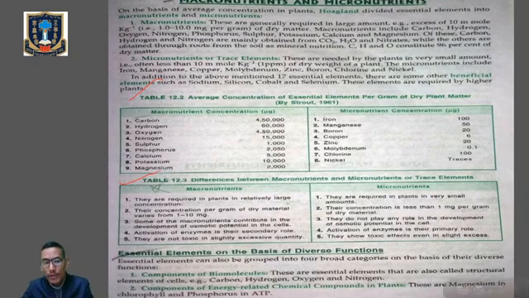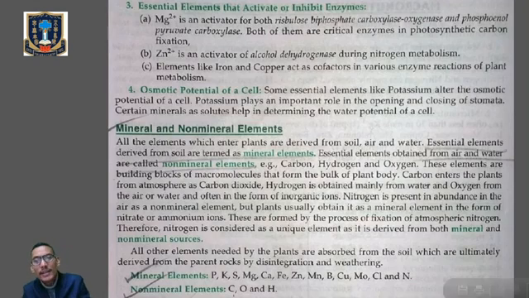Okay. Then number 3, we have essential elements that activate or inhibit the enzyme. Inhibit means that it will stop the functioning of the enzyme, so it will either activate the enzyme or inhibit it. So we have magnesium ion, which is an activator for both ribulose bisphosphate carboxylase oxygenase enzyme and phosphoenol pyruvate carboxylase enzyme. Here both of the enzymes will be activated in the presence of magnesium ion. Both of them are critically active enzymes which are very important in the process of photosynthesis, the carbon fixation process.